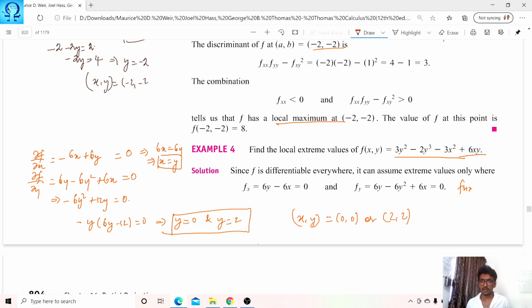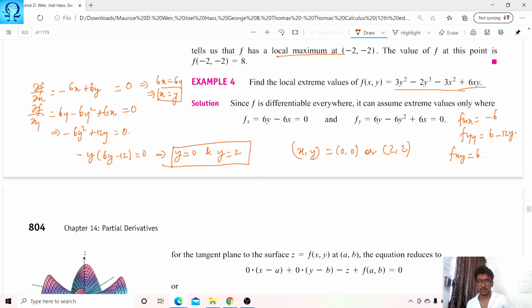If you find your second derivative, from this it is minus 6, and from this it is going to be 6 minus 12y, and fxy is 6. And if you see what is happening with this, your D is fxx fyy minus fxy squared, which is minus 6 multiplied with 6 minus 12y minus 36, or you may write this as 6 multiplied with 12y minus 6 minus 36.